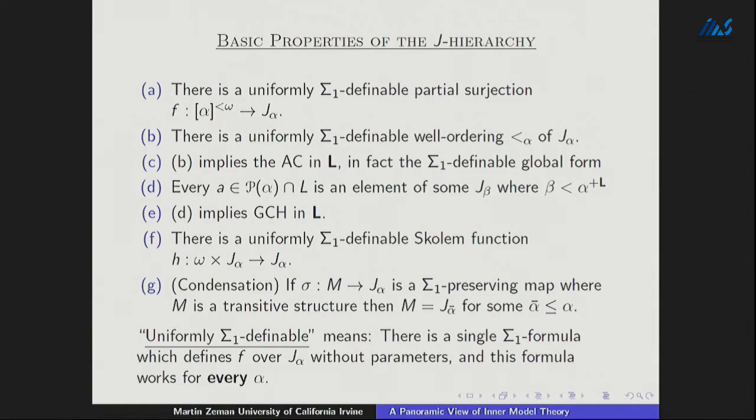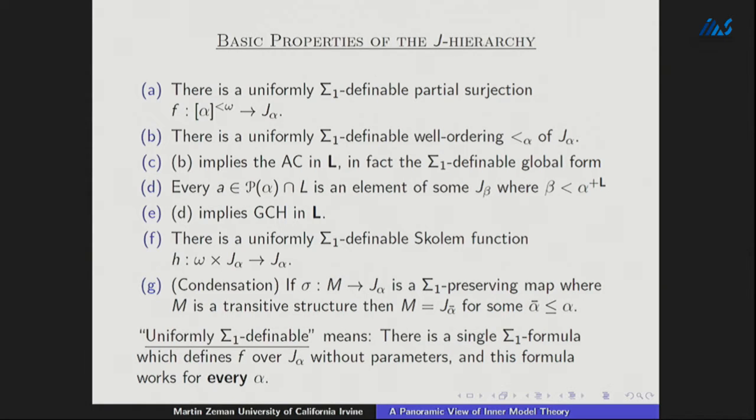Let me list some basic properties of the J hierarchy. We have a uniformly definable partial surjection which maps finite subsets of alpha. Actually, that's a typo. There should be omega times alpha, because the ordinals of these are omega times alpha. And it's partial because if we try to do sigma 1 definitions of functions, we cannot guarantee that the domain would be the entire set, although this one is probably fine. In this case the domain is the entire omega times alpha, so it will be total.